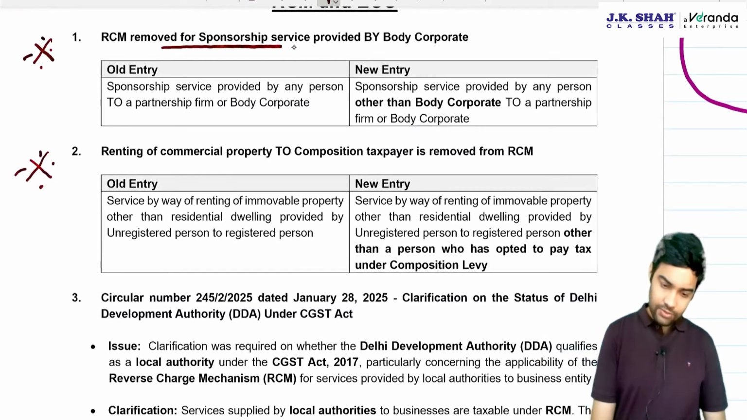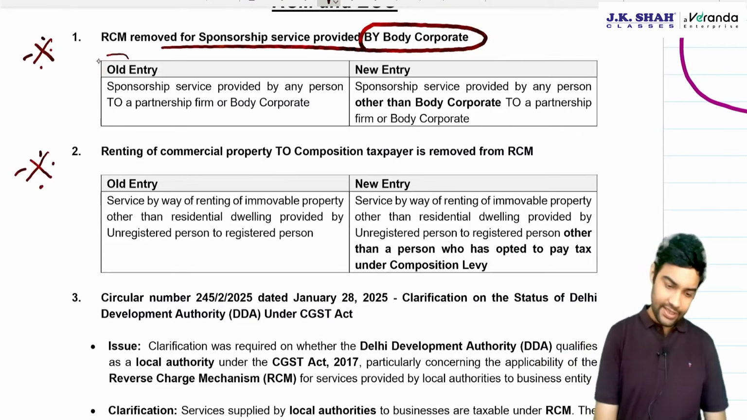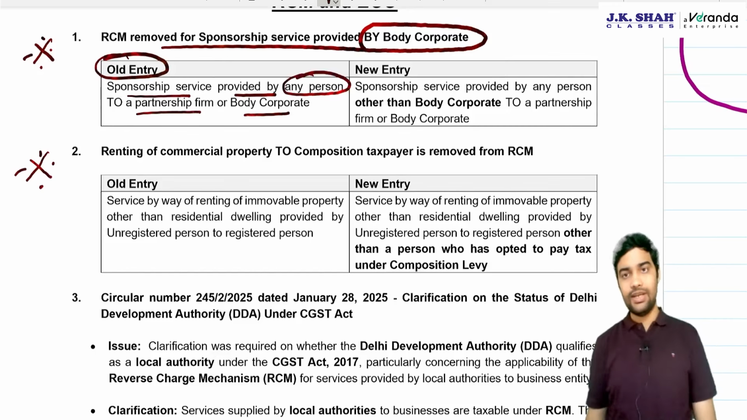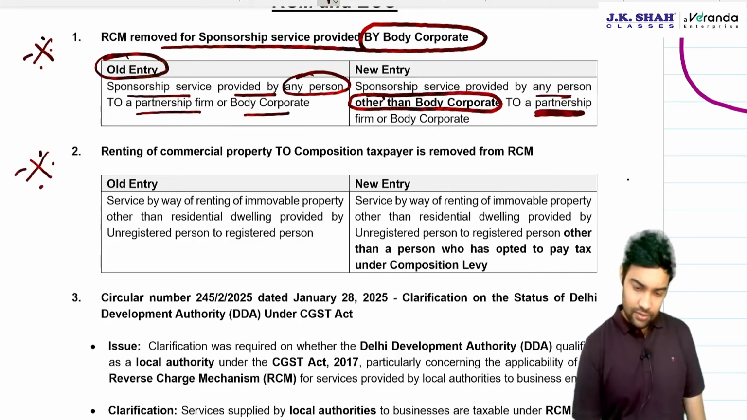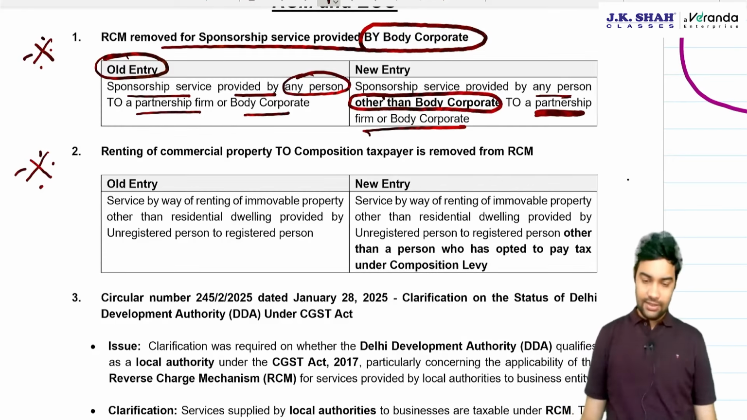RCM removed for sponsorship service provided by body corporate. See the old entry: sponsorship service provided by any person to partnership firm or body corporate. The new entry says sponsorship service provided by any person other than body corporate to partnership firm or body corporate.